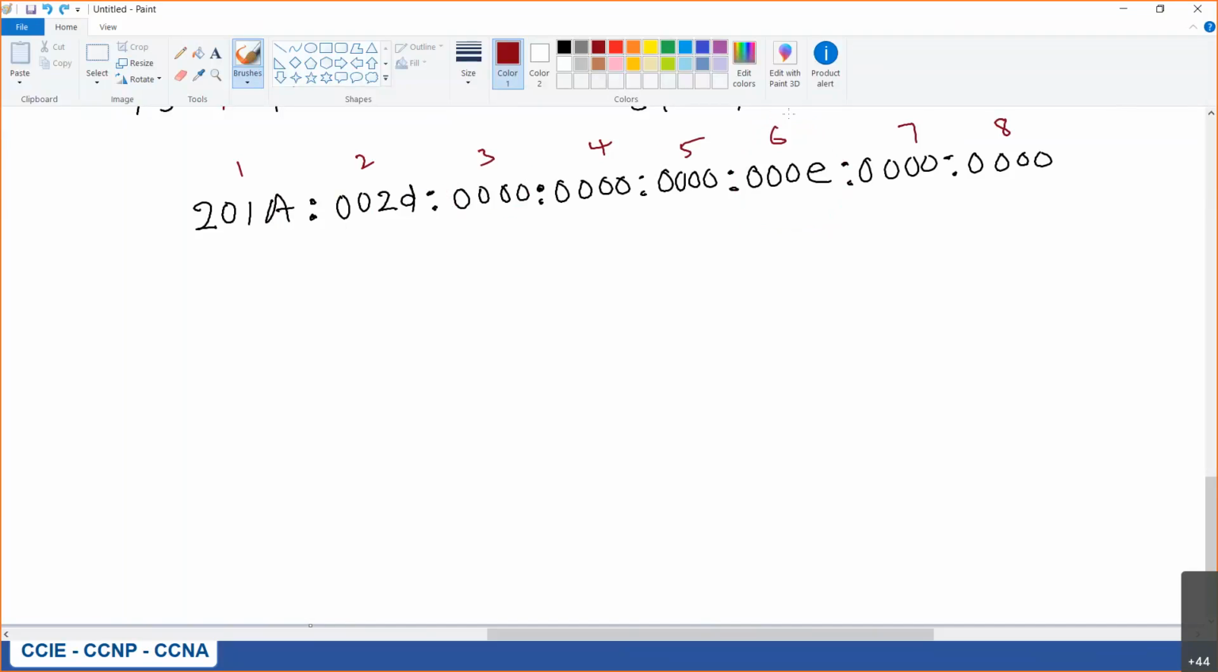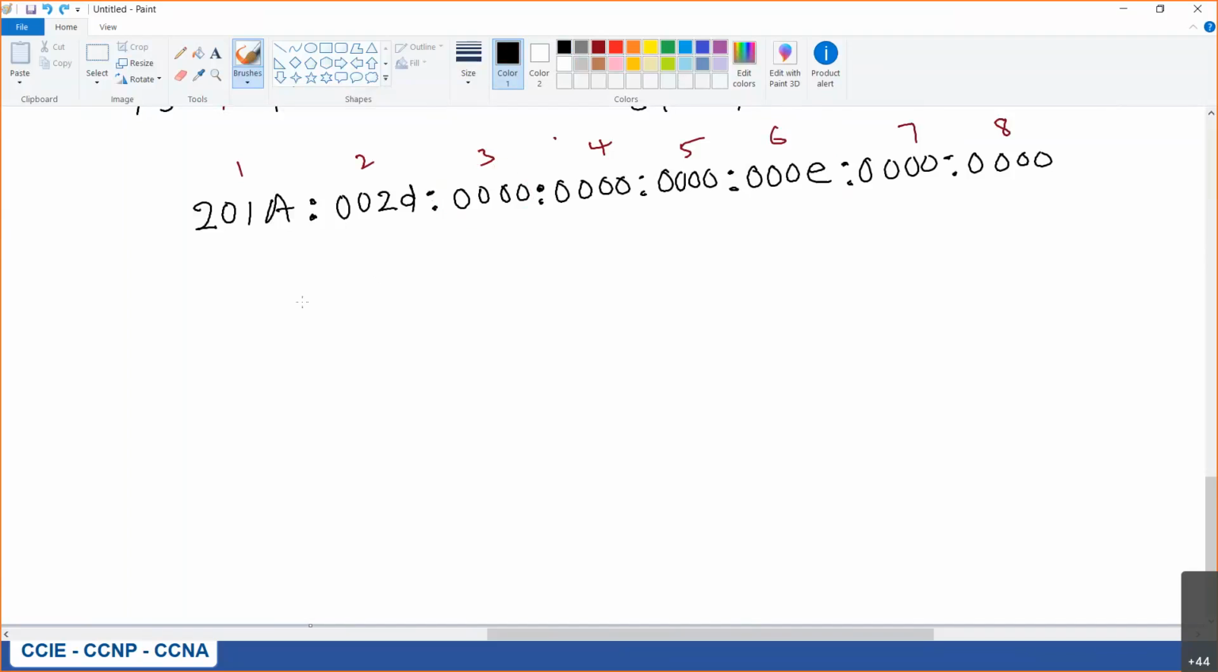Third field, 3, 4, 5, 7, 8, right? Exactly. So successive fields we can substitute by 0. Now finally, you tell me guys how we can represent this IPv6 address by using two rules.